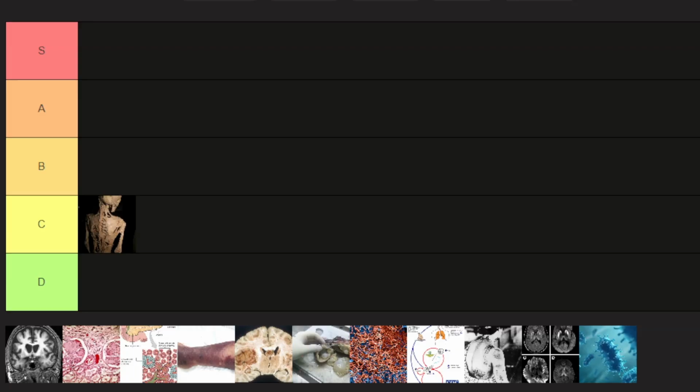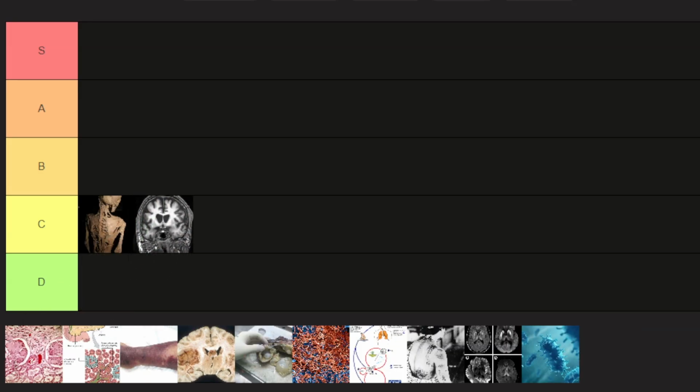This is a bit more prevalent than FOP, but it is not very prevalent. It is always fatal, invariably fatal, and the life expectancy is not as long as in FOP, but it is 15 to 20 years, so we will put it in C tier.